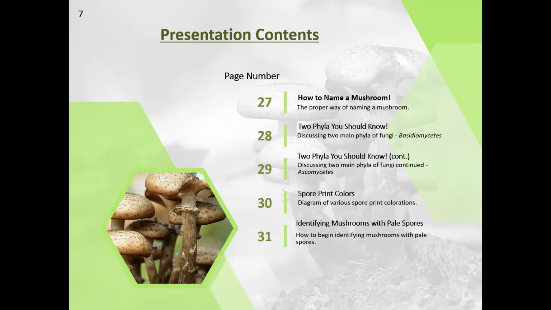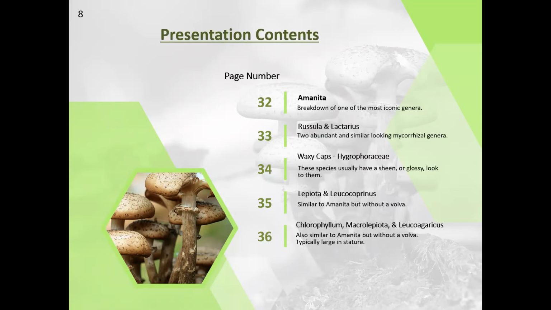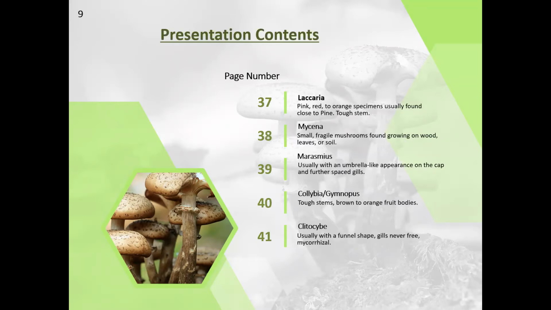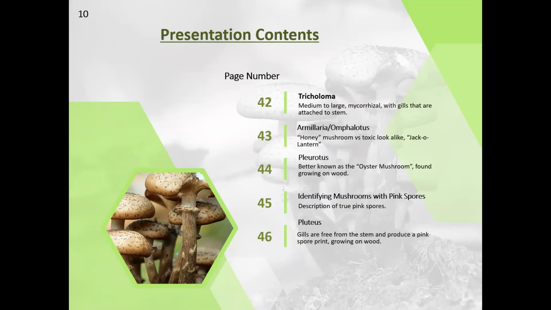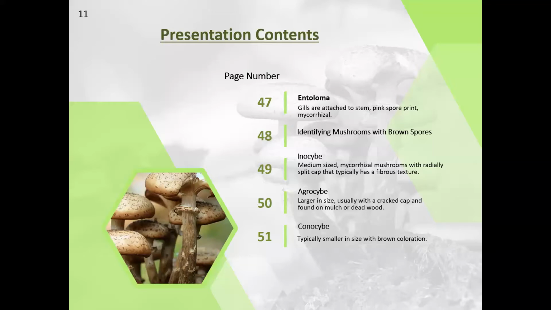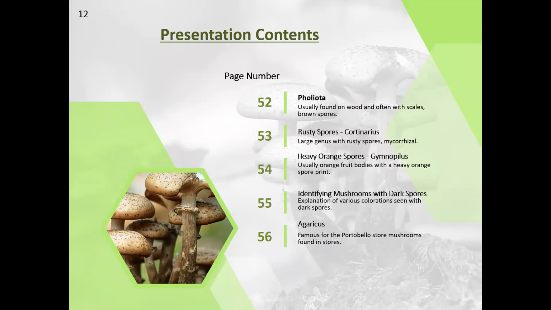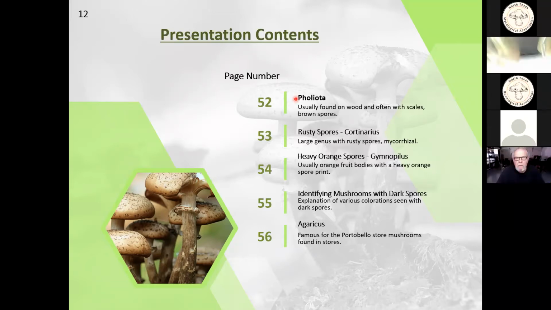How to name a mushroom, two phyla, spore print colors, identifying mushrooms with pale spores. And then there's all the white or pale spore genera for the most part. We'll get into chlorophyllum, and there are some more pale spore genera that we're going to talk about. The top part is pale spore genera, and the bottom part, we're getting into pink spores, which we'll talk about later on. Then more into brown spores. Spore coloration is very important in mushroom identification, especially for beginners. We're going to be talking about this in detail in the presentation.